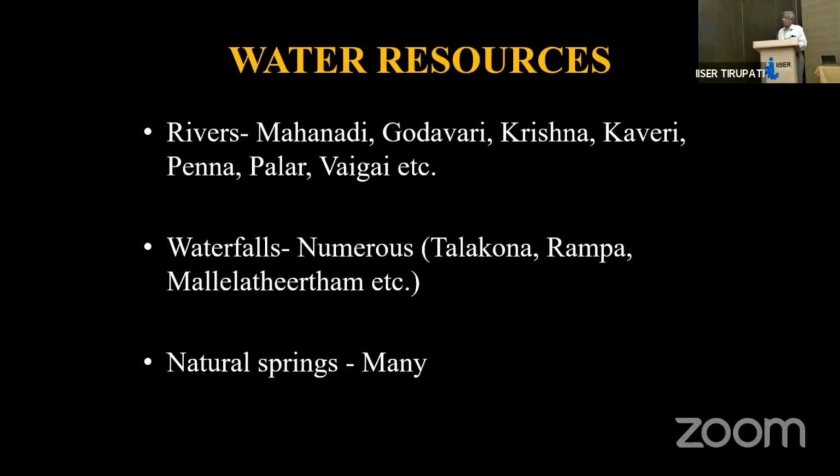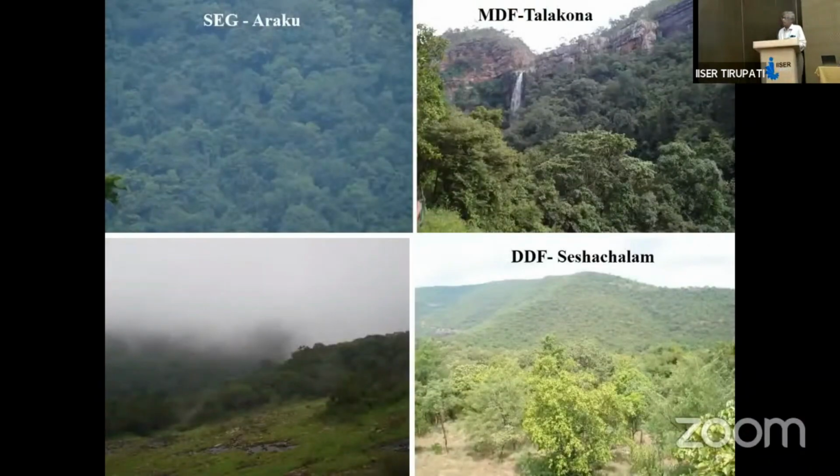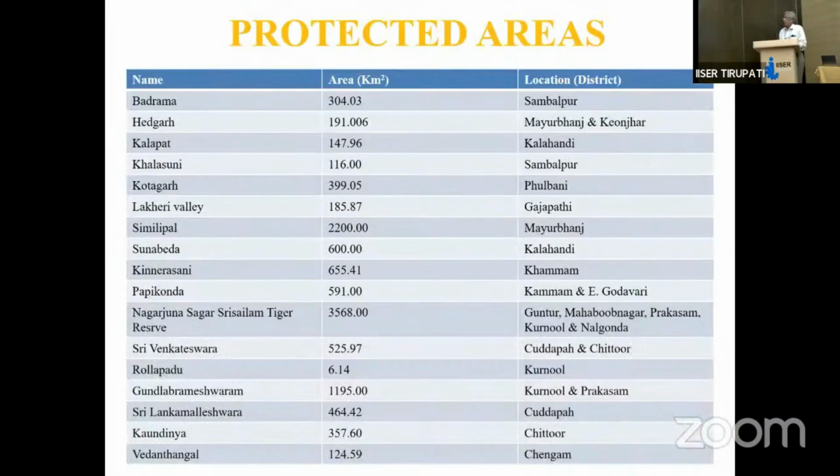So these are the rivers. Let me not go more. Yeah, remember, this is evergreen, semi-evergreen, moist deciduous, dry savanna, scrub, dry evergreen forest. These are the forests. Yes, these are some of the photographs which I would like to show. Yeah, as Professor Mathur was showing, Seshachalam. Well, these are the protected areas I just listed.